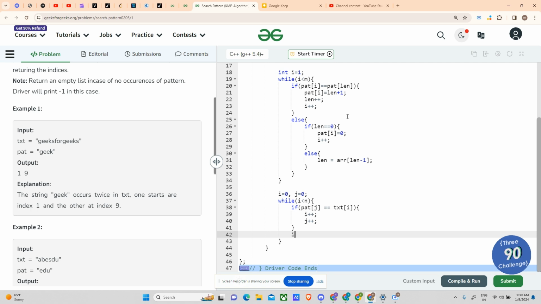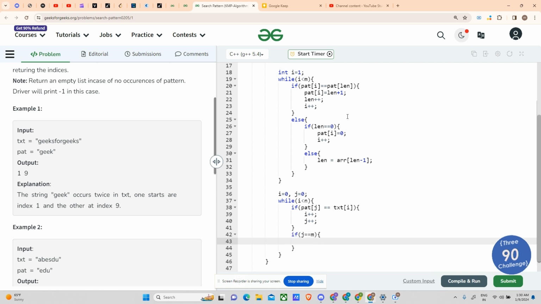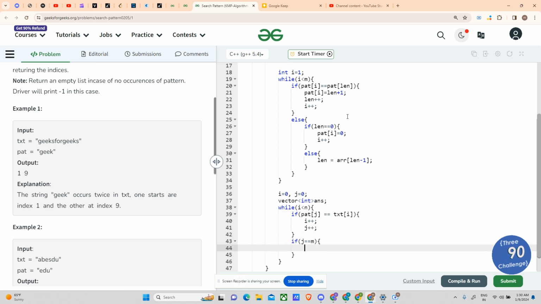Now if j is equal to m, in that case move it to the answer. So let me construct a vector for the answer here, vector int answer. If j equals m, then answer.push_back. As you remember, i minus j was our answer. And then j will become arr of j minus 1 instead of going back to 0.